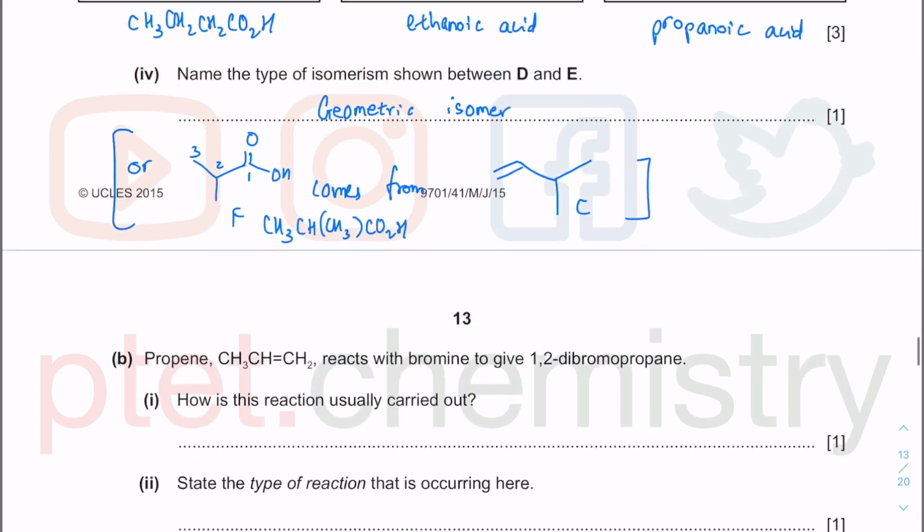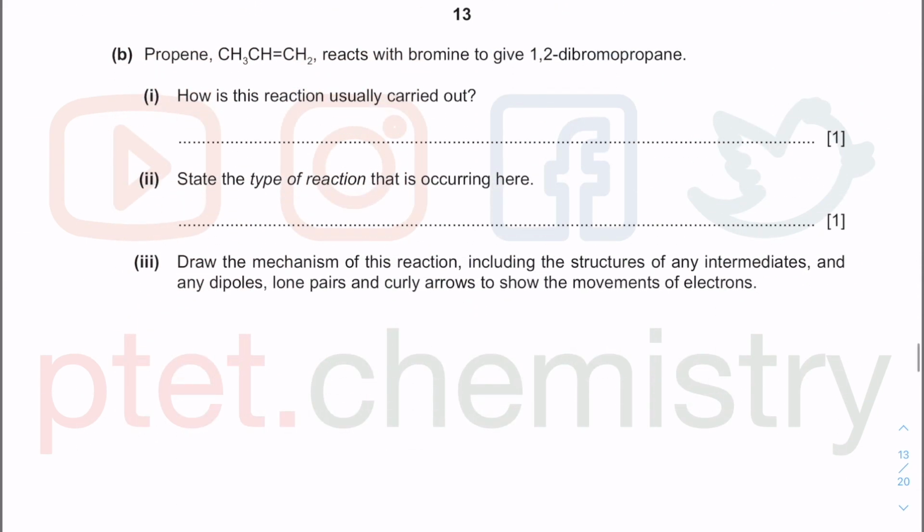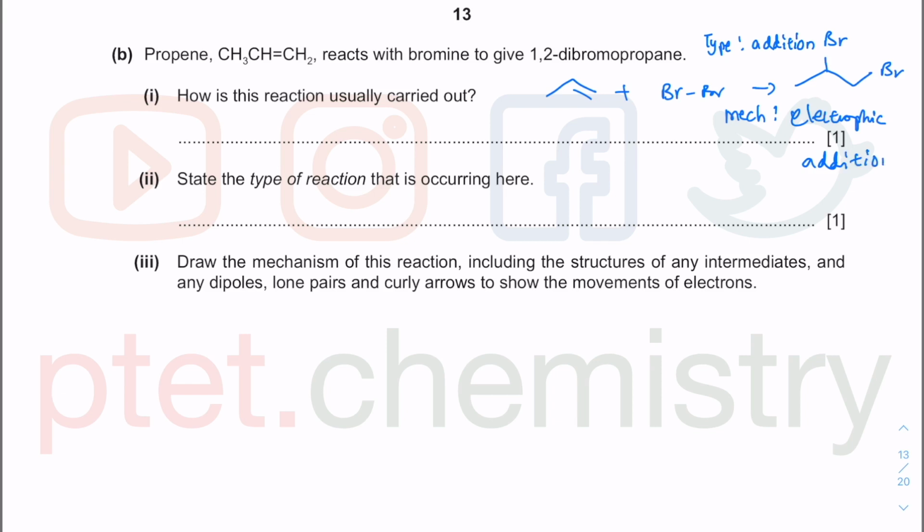Okay. Now propene is an alkene. It reacts with bromine to give you 1,2-dibromopropane. So you know that it will decolorize bromine water. And what you get is you add bromine across the double bond. The type of reaction is what you call addition, as stated in AS introductory. The mechanism is what you call electrophilic addition. Be very careful about the type versus the mechanism.